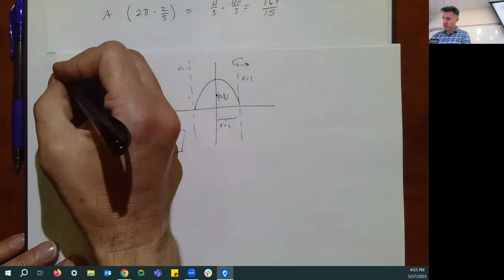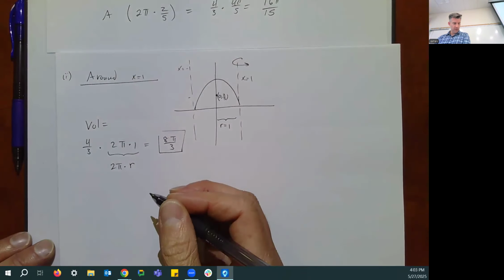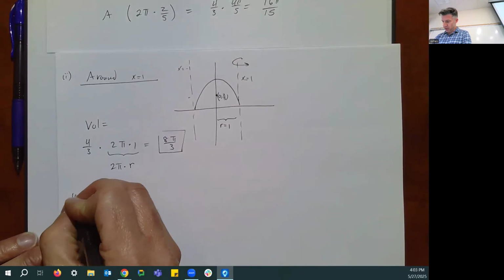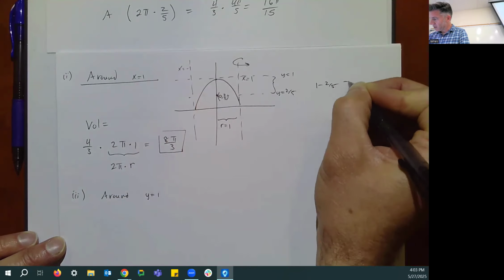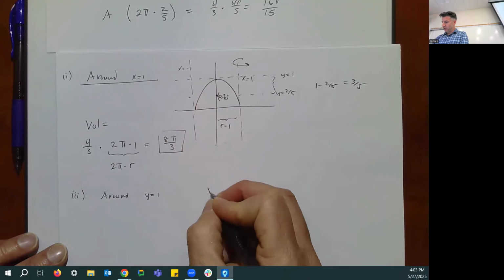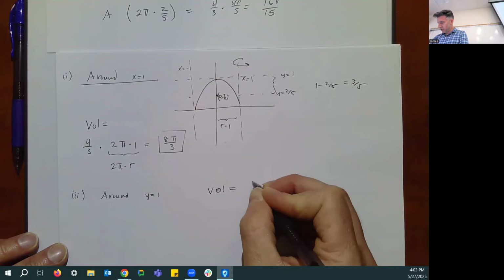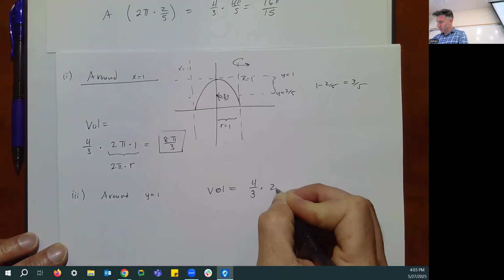And then finally, for the third part of this question, which is around the line y equals 1, the distance to y equals 1 is going to be 1 minus 2/5, which is 3/5. So our volume should equal still the area of 4/3 times 2 times pi times our radius, which is in this case 3/5. So we end up getting, let's just cancel those 3's, 8 pi over 5.